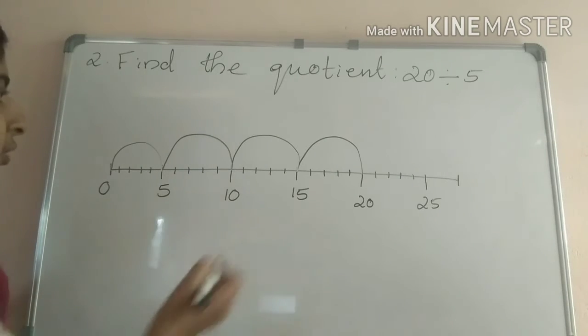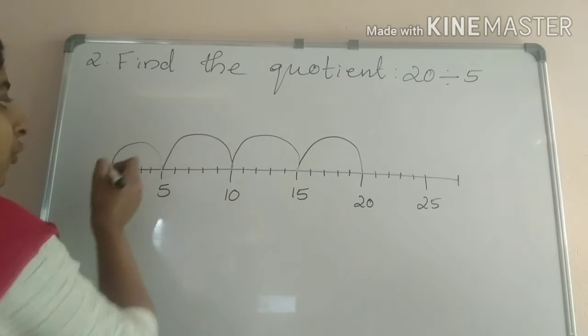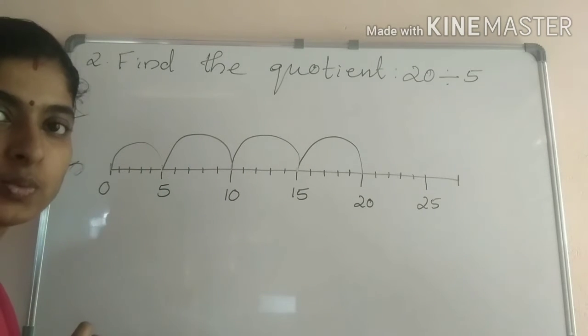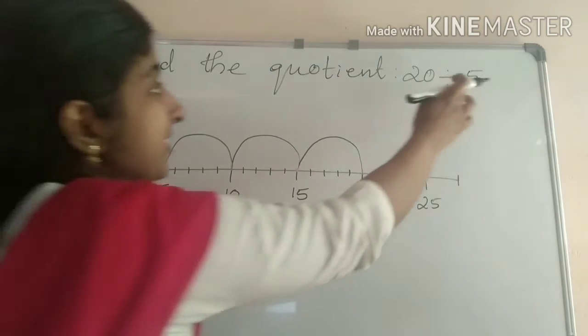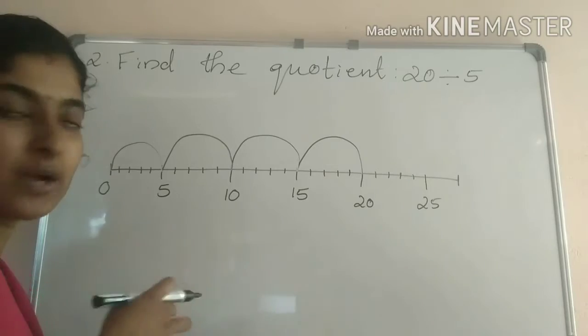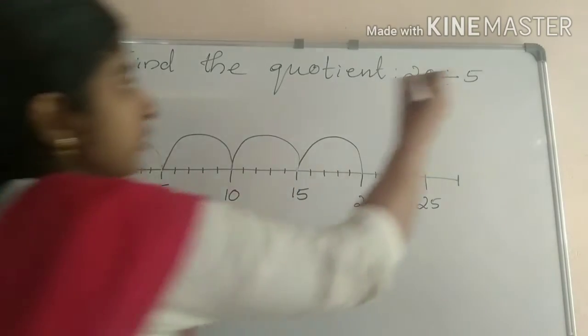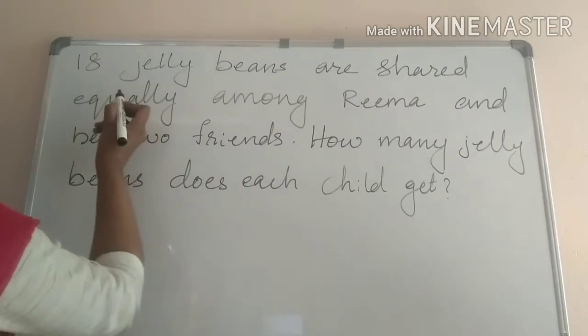Here, how many steps backward? 1, 2, 3, 4. 4 steps backward, moving 5 numbers at a time because the divisor is 5. So the answer is 4. The quotient is 4.